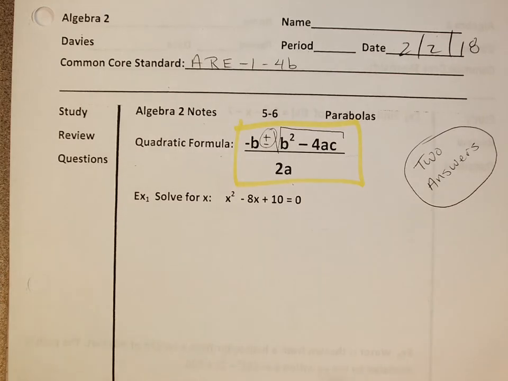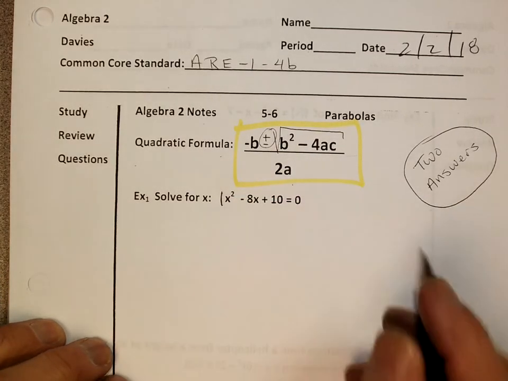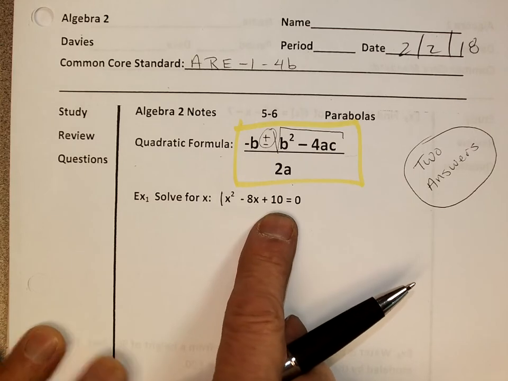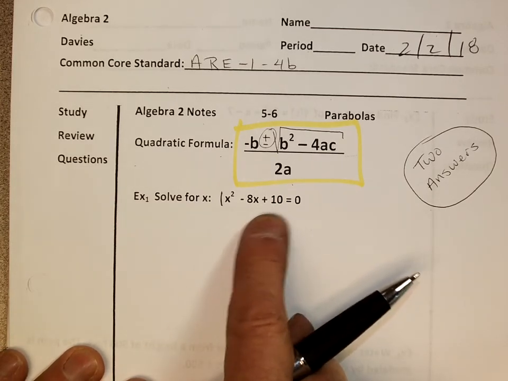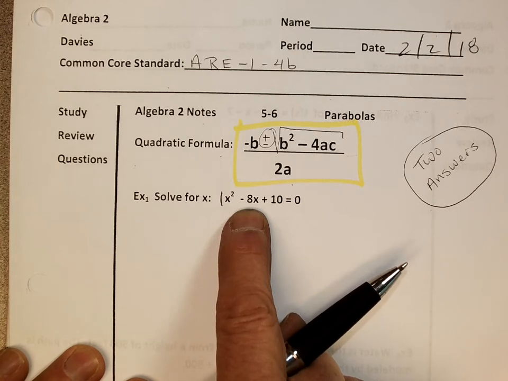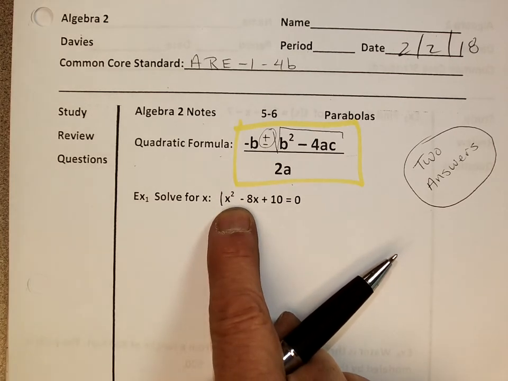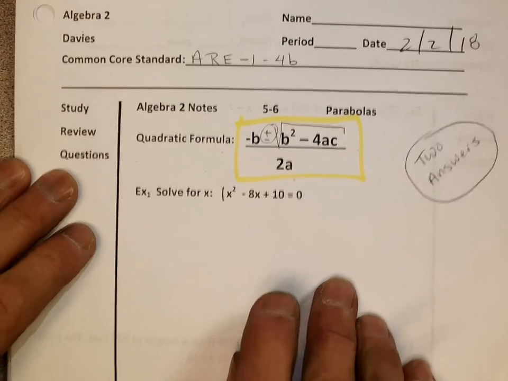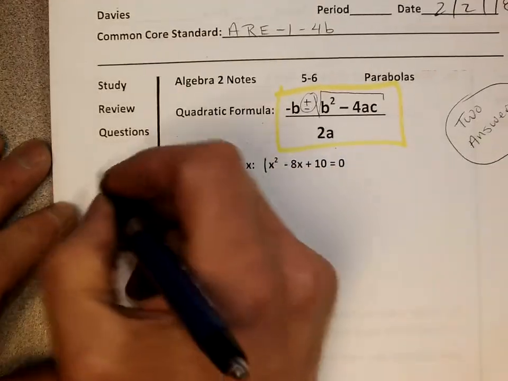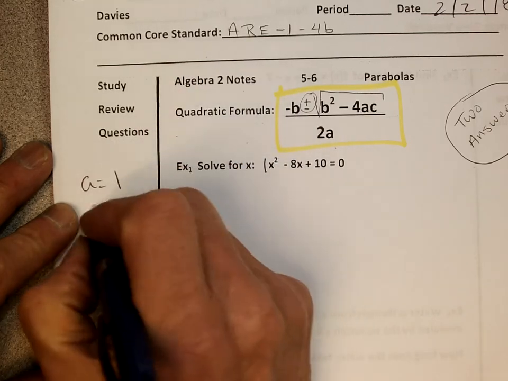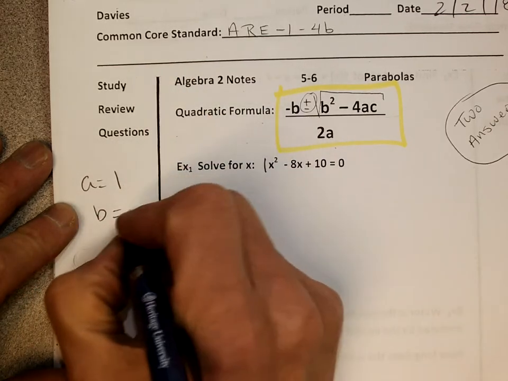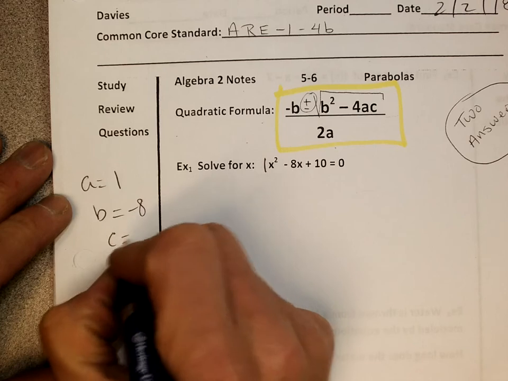So how does it work? Well, a, b, and c, right? Now this problem, if I take a look at multiples of 10, won't make 8, will they? No. So it doesn't factor, but it will have two answers. So here's how the quadratic formula works. Let's list on the side: a is 1, b is negative 8, and c is 10.